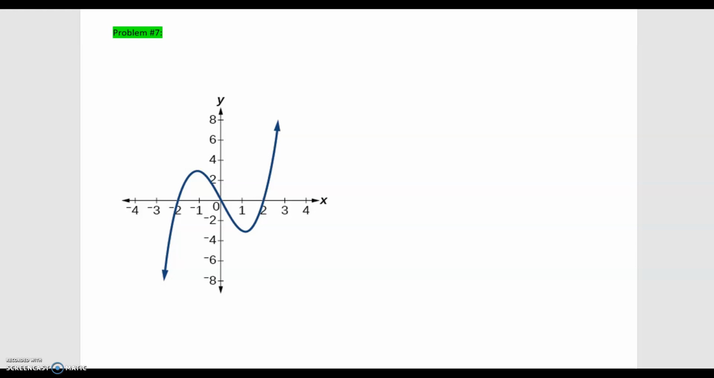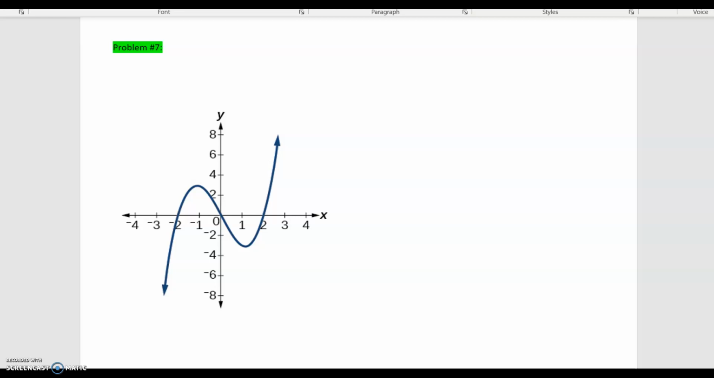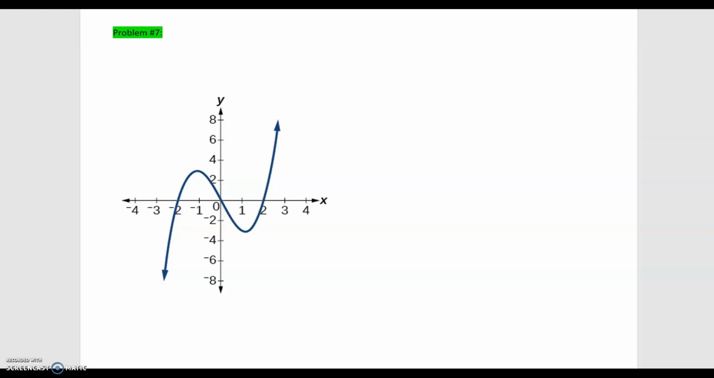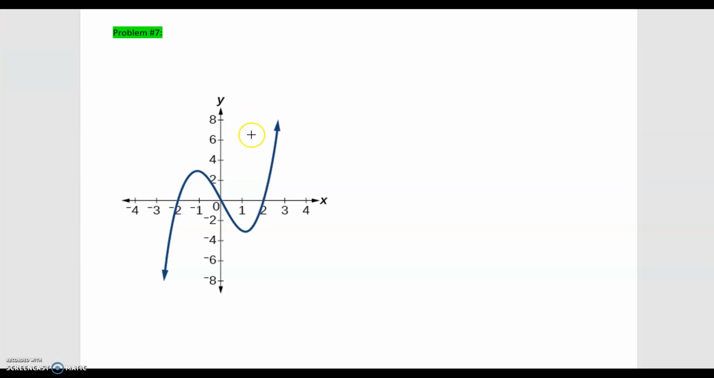Hi class, let's take a look at problem 7. Now remember the basic definition of a function. You're looking at the x's that provide you a single y value, or the vertical line test. Another way that we talked about this one is by introducing, in this case, a vertical line. Give me just a second, I'm trying to introduce it here.